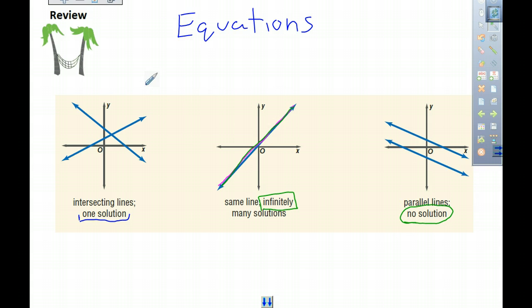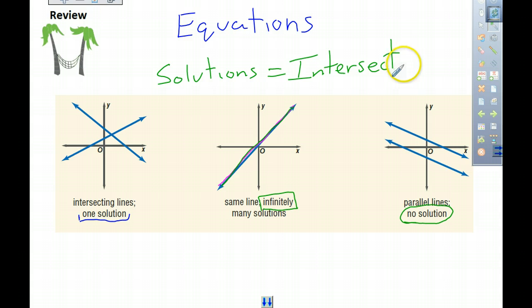So, for equations, solutions are intersections. One intersection, one solution. Intersects everywhere, infinitely many. Doesn't intersect at all, no solution. The solutions are intersections. So there are 3 possibilities.